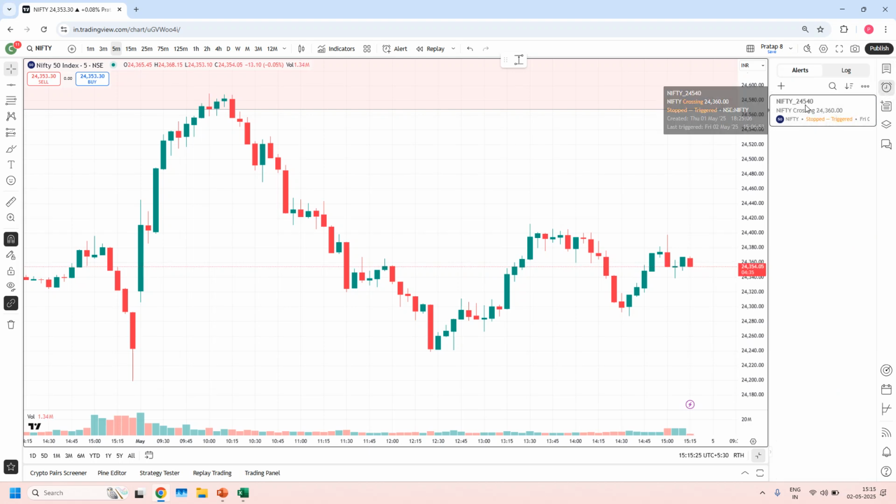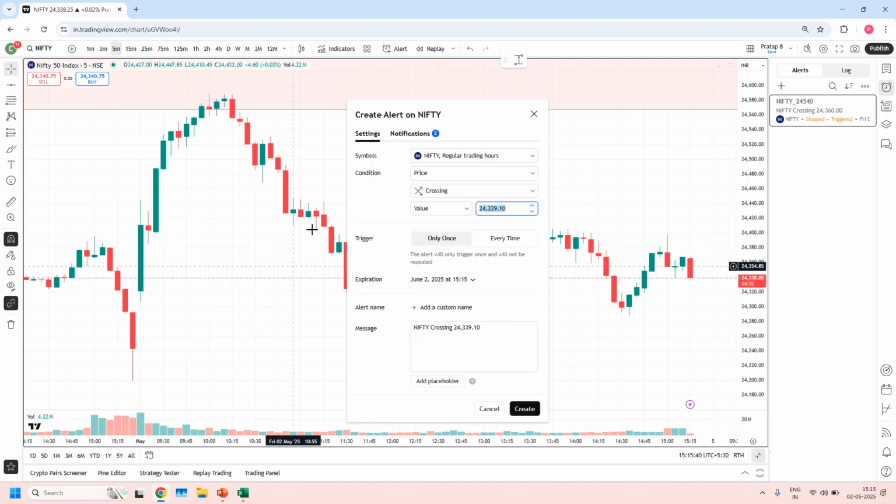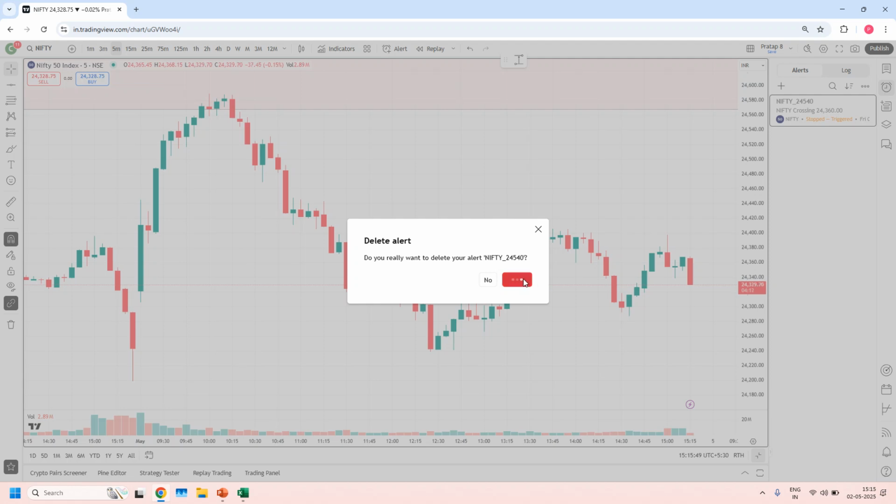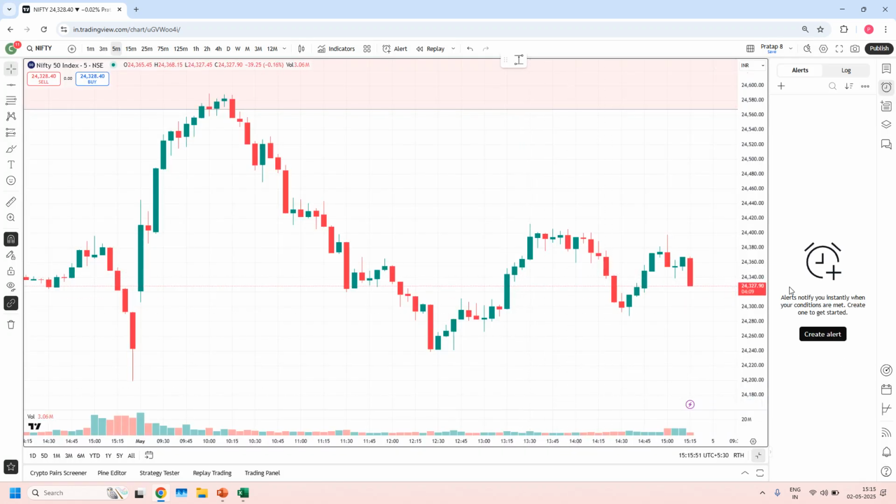Already I created one alert just for demo purpose. But apart from that, you just click on this plus symbol. This is the way. See, if you click the plus, the trading view alert window will be displayed. Suppose you don't have any alerts, let me delete this. See, trading view will display create an alert.